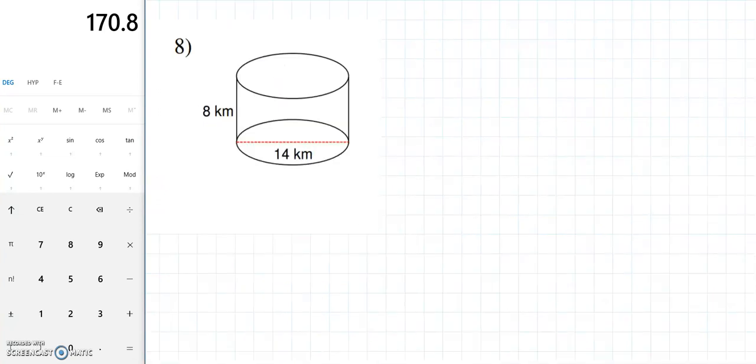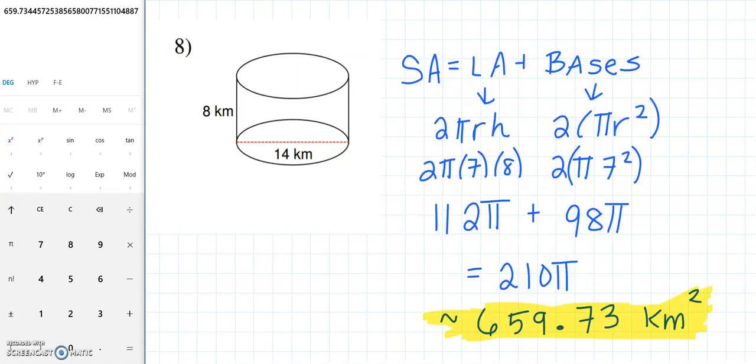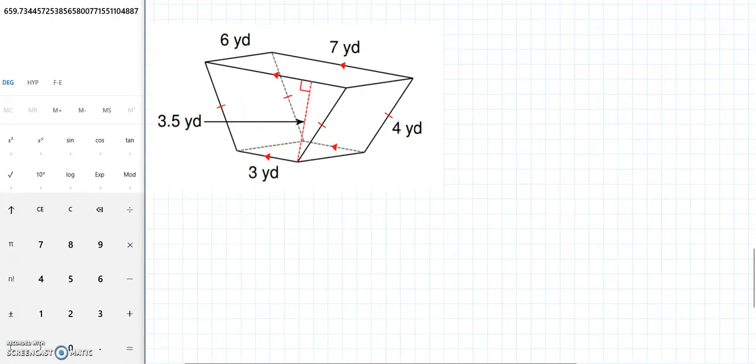Okay, let's take a look at this cylinder. Again, pause the video, try this one out. Welcome back. Hopefully everyone got 659.73 kilometers squared if you multiplied in the pi. If not, again, pause the video, take a look at my work, and see where you may have gone wrong. Okay, last question is a little bit more of a challenge question. It's not too horrible, but really take a look at each of the pieces that make up this shape, and we'll come back in a second.